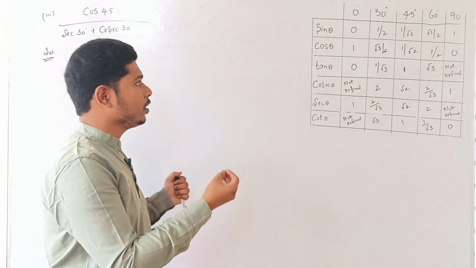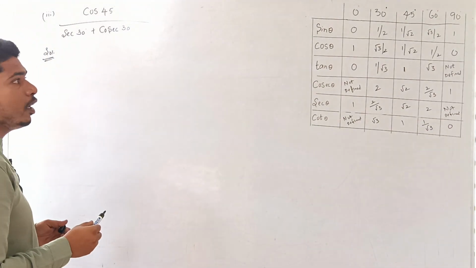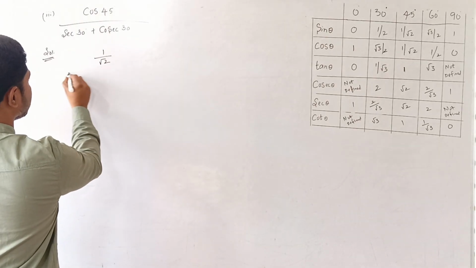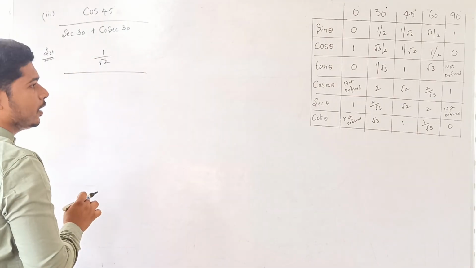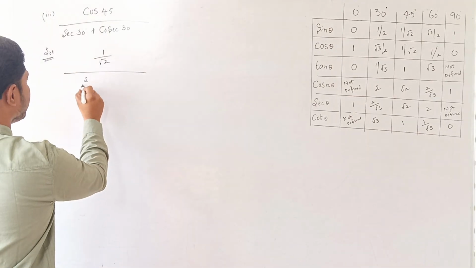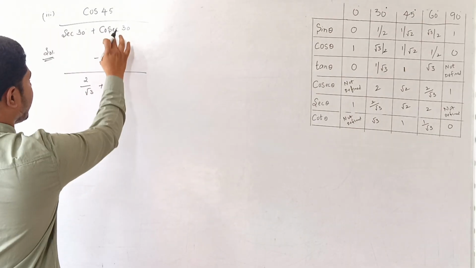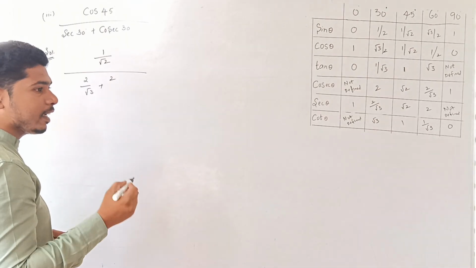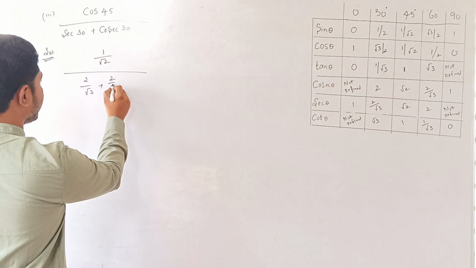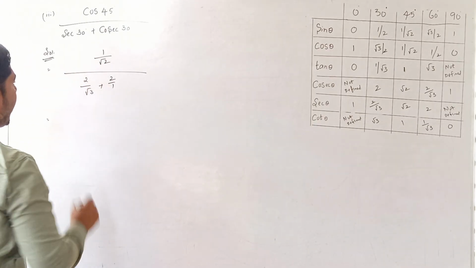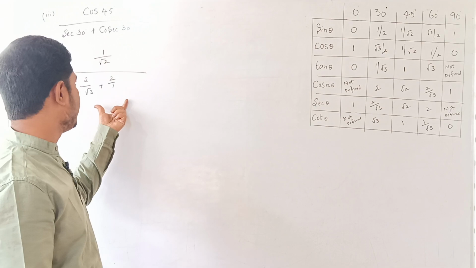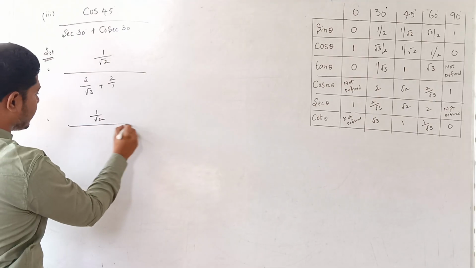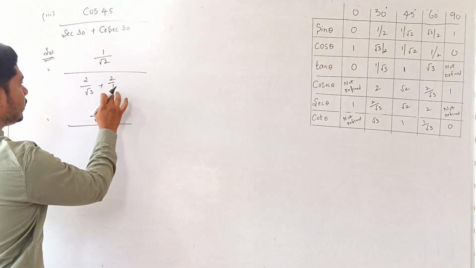Now I am going to substitute the value of cos 45. The value of cos 45 is 1 by root 2. The value of secant 30 is 2 by root 3. The value of cosecant 30 is 2. For my convenience and to make the calculation easy going, I will keep 1 here. Now I am going to do the LCM in this denominator. I will mention the numerator part like this only, 1 by root 2. I will mention it like that only. The LCM of root 3 and 1 is root 3.